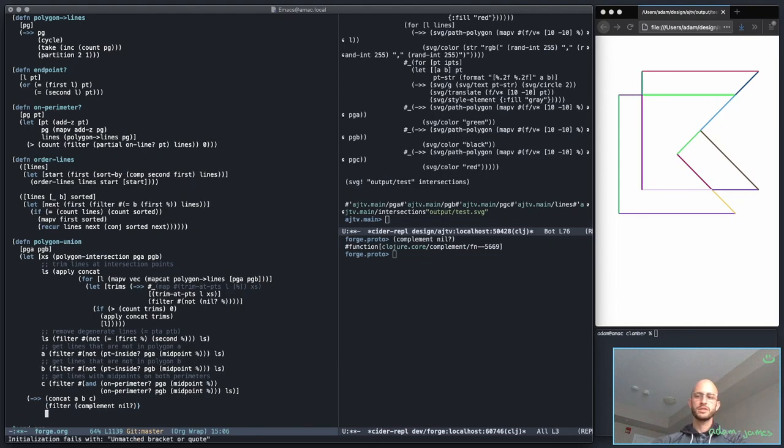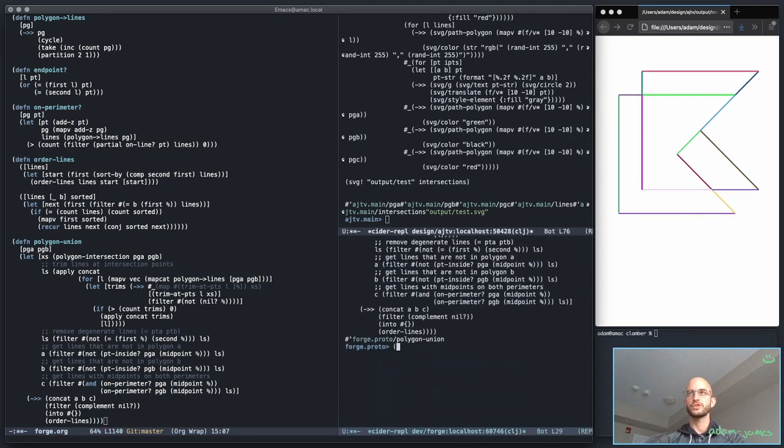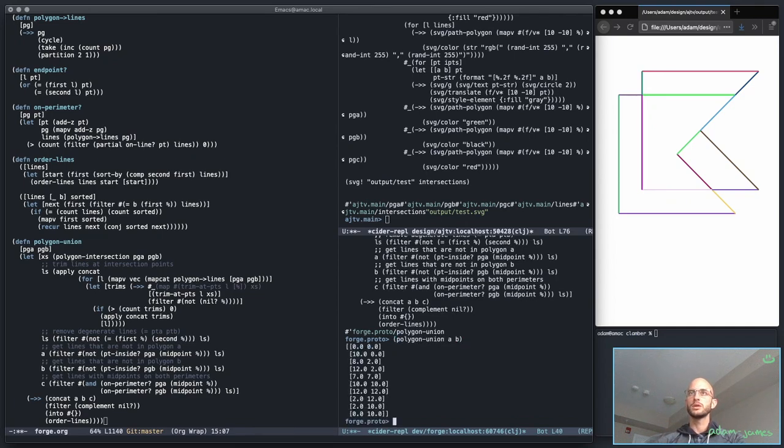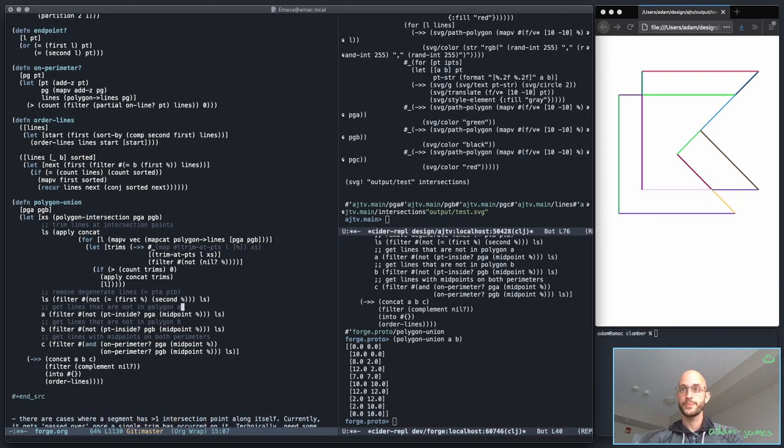Okay, so that's the filter, not nil, and then I do into set, and then I do order lines, and that should give me the result I hope for. So let's give that a shot. Polygon-union AB. Boom, we've got a list of points that appear to be in order. I'm happy with that for now.